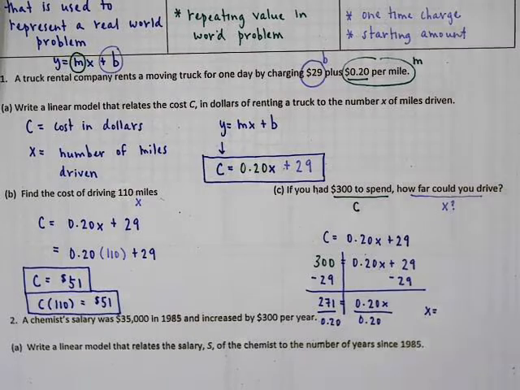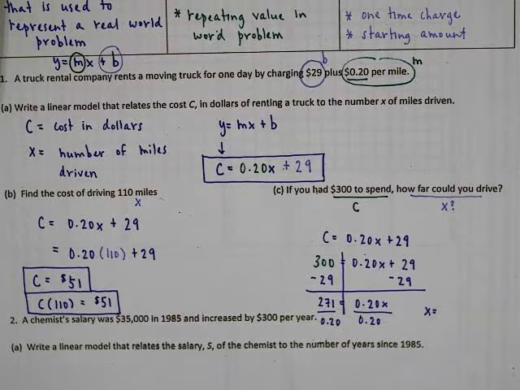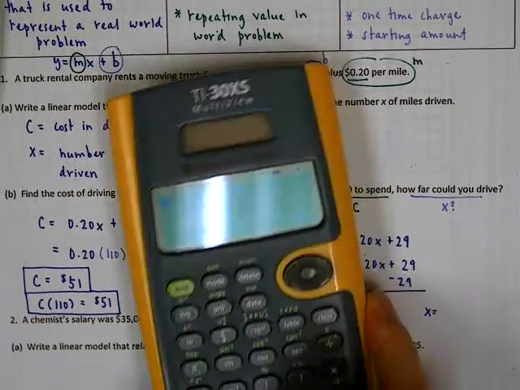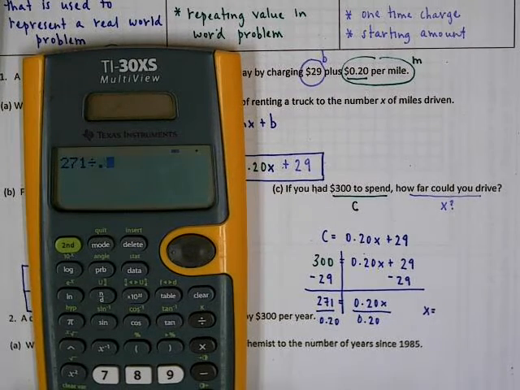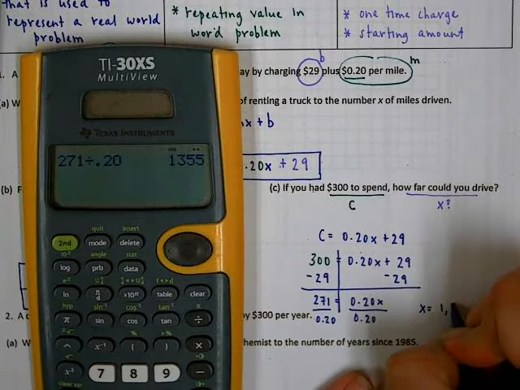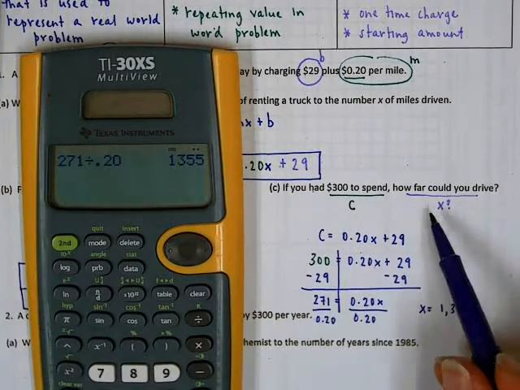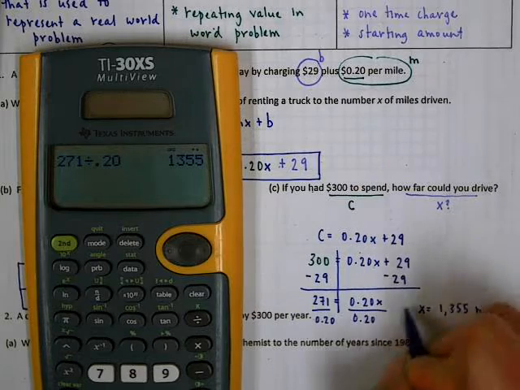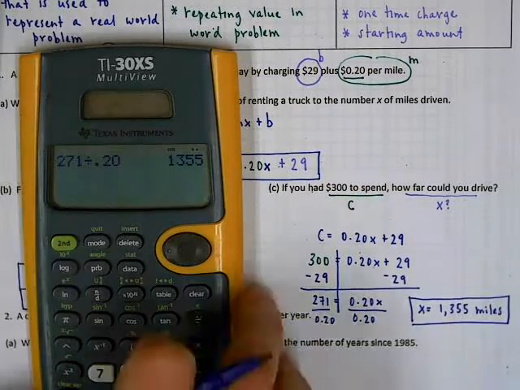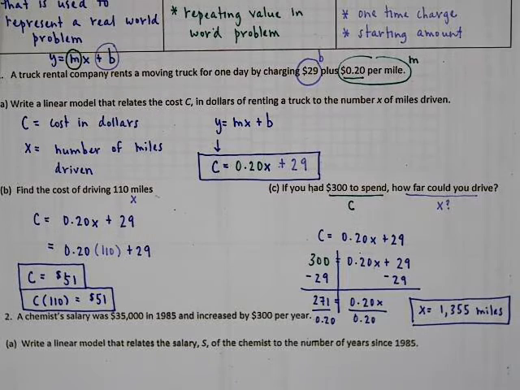and I get x equals, let's see here, grab the calculator, 271 divided by 0.20, wow, I get 1,355, and again, because we're measuring the units that we drive in miles, I'm going to make sure I have that in my answer as well. Okay, so that's how we're going to generate and then use a linear model. So we'll do one more, and then we'll leave the other examples for class when we're together.